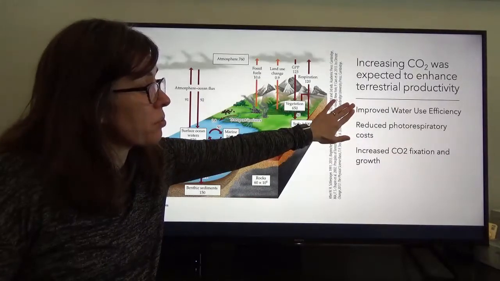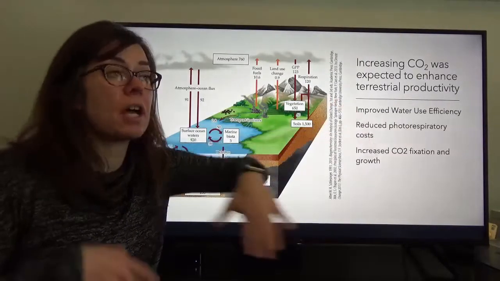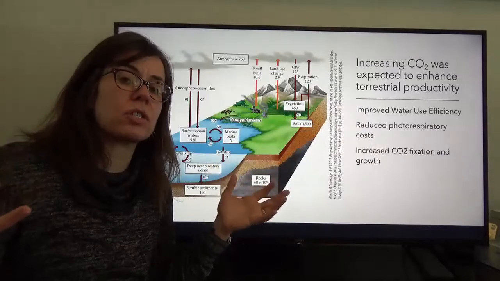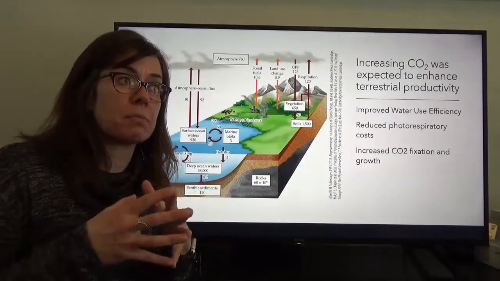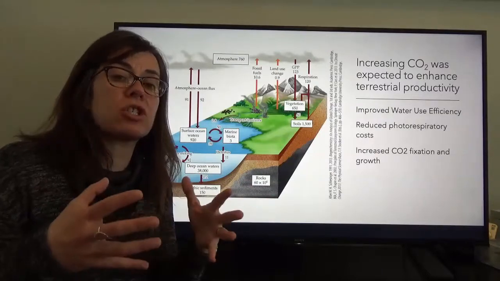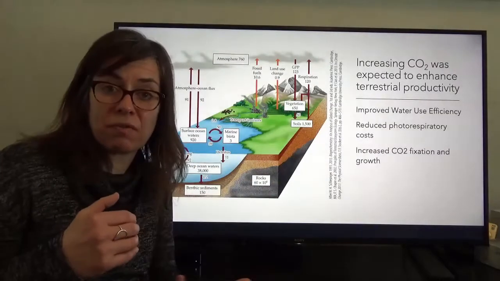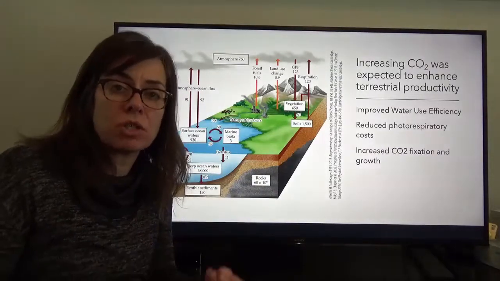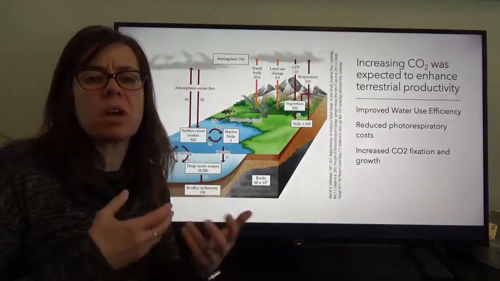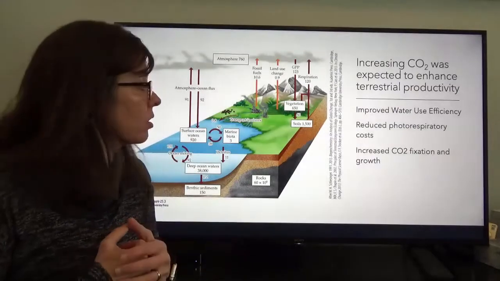It also allows for improved water use efficiency. If there are higher atmospheric carbon dioxide concentrations, stomates don't need to be open as often or as much, and so this leads to reduced water loss. So you can still fix the same amount of carbon but lose less water, which improves your productivity and reduces the water use in the system. There are all kinds of benefits to the plant for this.